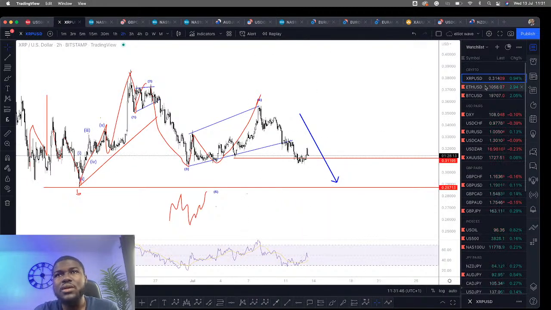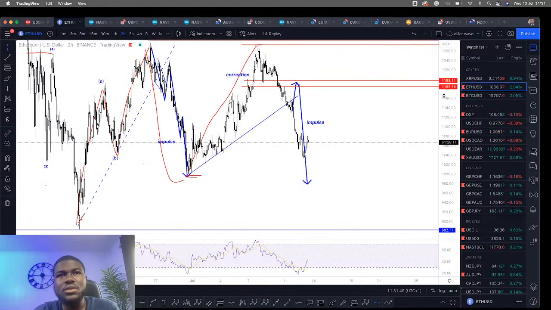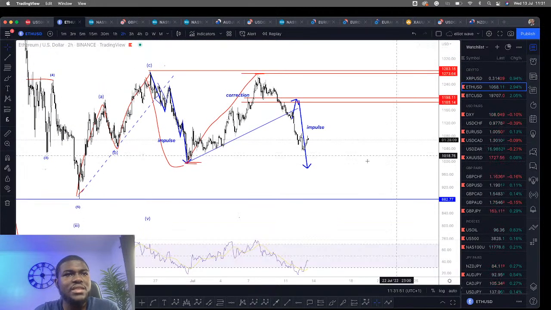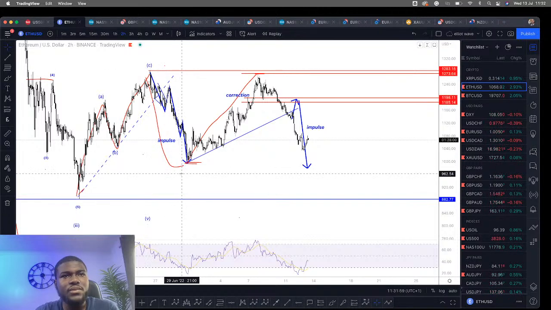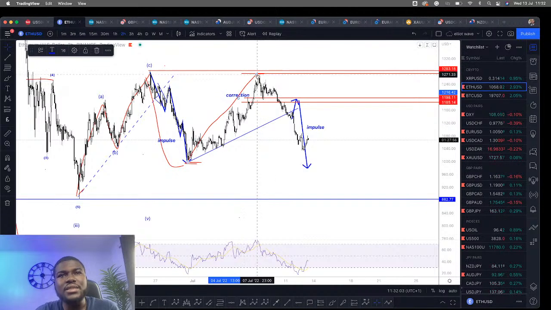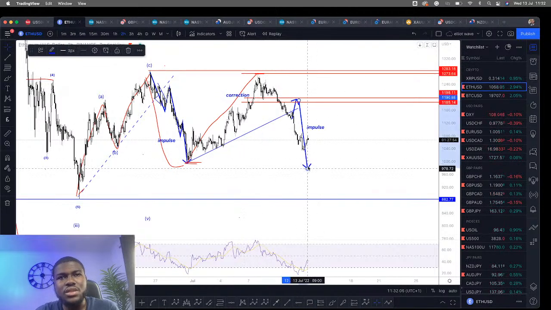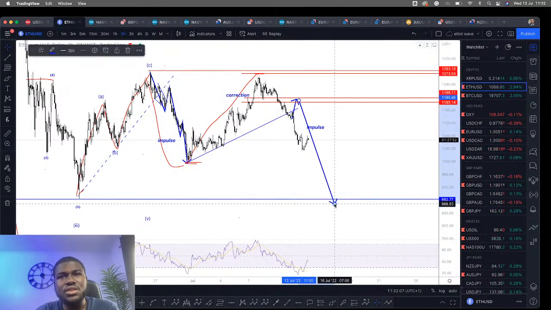Now let's talk about Ethereum. Ethereum also displaying the same characteristics. Correction to the upside, ABC correction. Impulse to the downside. This is the first leg of impulse. This is second leg of impulse, which is called correction, and these are another impulse that are resumed. So this ought to continue also.